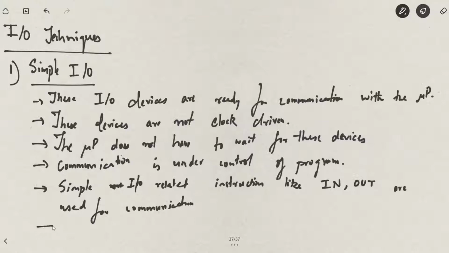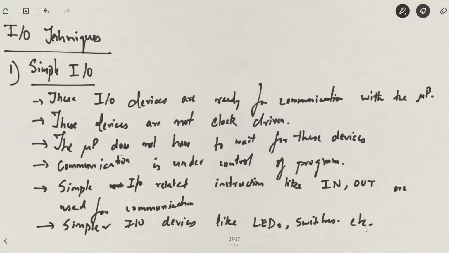So what are the devices that can be interfaced using these methods? We have simple I/O devices like LEDs, switches, etcetera, that can be interfaced using this technique. So this is the first technique of how to interface the I/O devices with the 8085 microprocessor, known as the simple I/O technique.